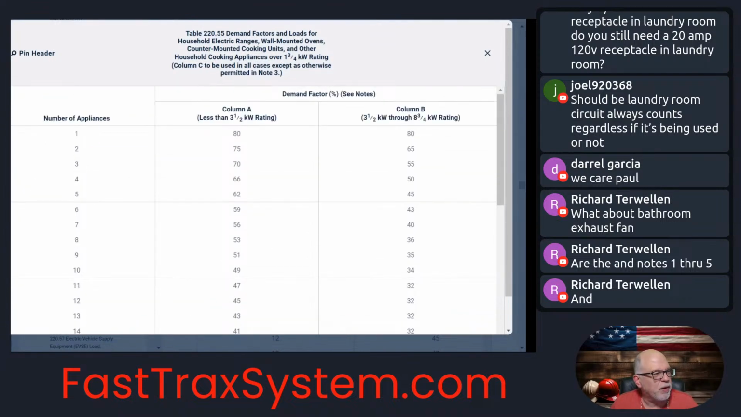The first thing I want to point out is this language. Notice right here, whether you're using Note 1, Note 2, or others, you're always going to be using column C. Now, the difference between columns A, B, and C is that column C is an actual demand value, whereas columns A and B are actual percentages. That's the first thing to get locked into your mind. A lot of people get confused when they see these. These are not demand values. These aren't kW values.